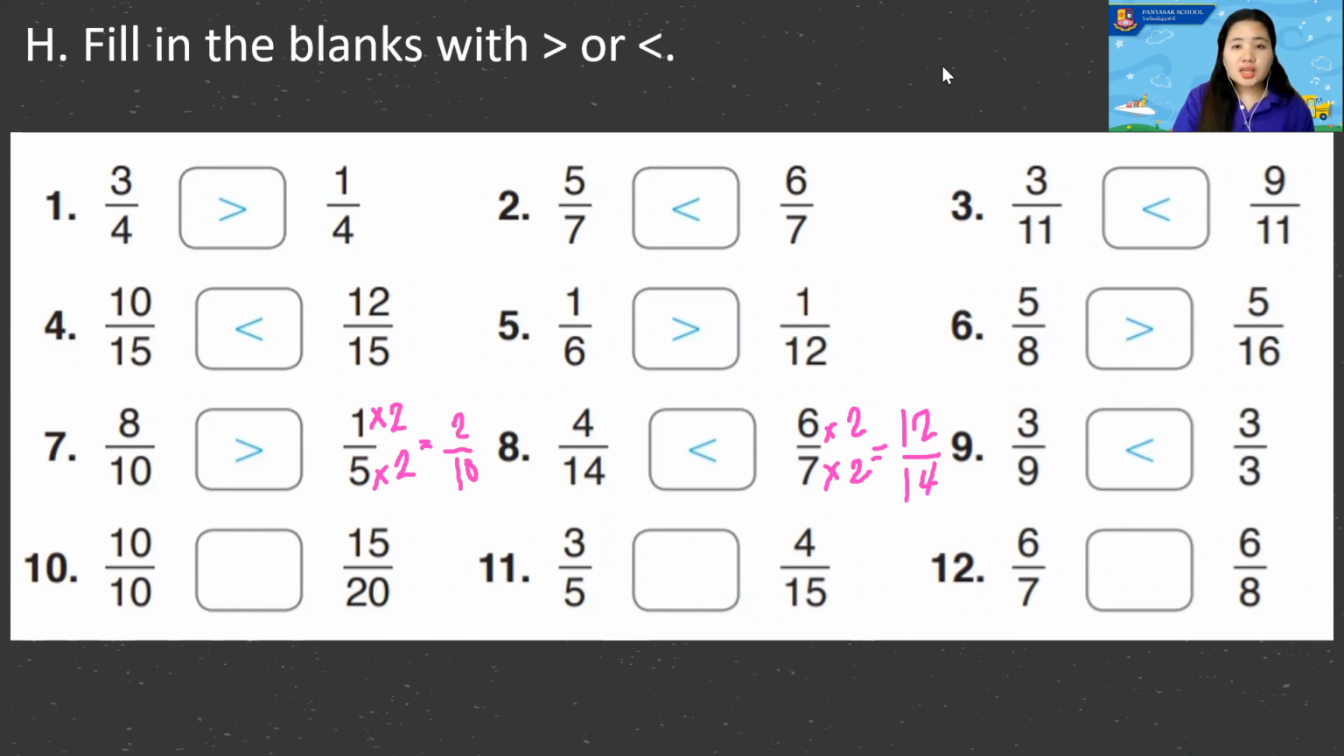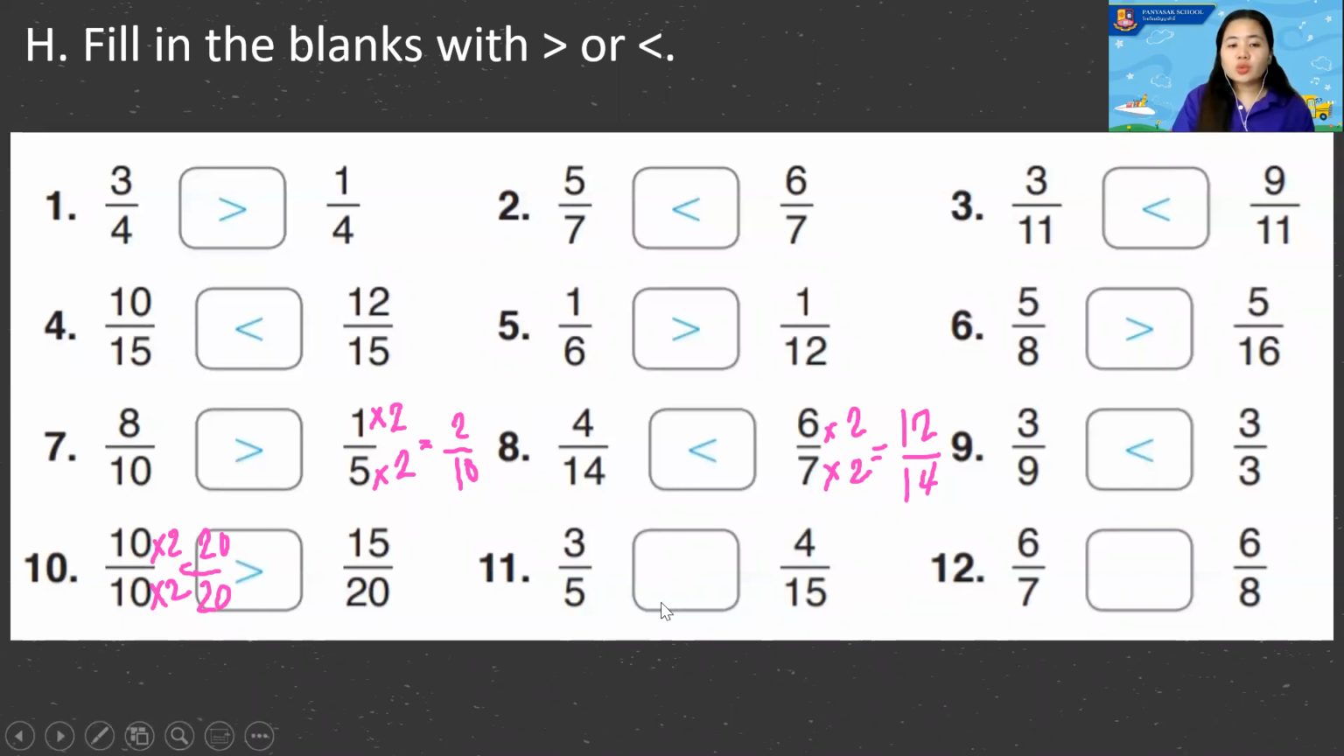How about number 10? So number 10, we have 10 and 20. What will you multiply to 10 to make it 20? That is 2. So 10 times 2 is 20 over 20. So which one is bigger, 20 or 15? Okay, so that is 20. Very nice.